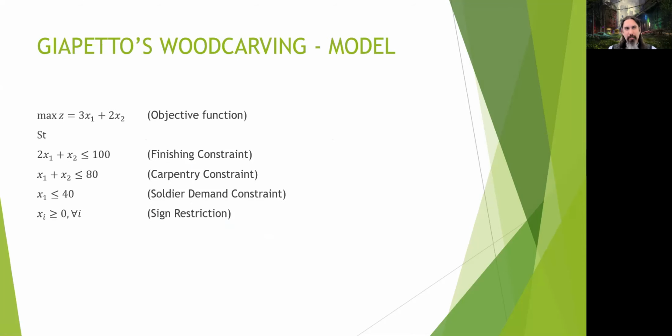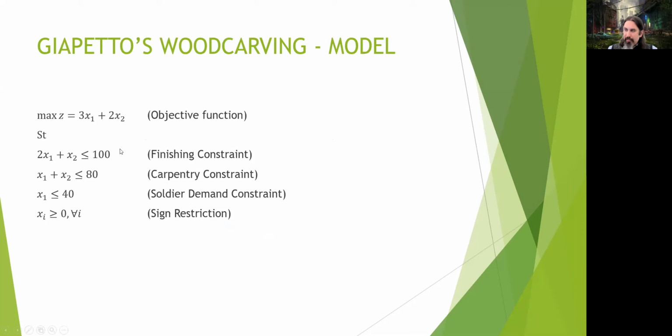Gepetto's wood carving model. Now, we remember this one from the first week. We have been talking about this one for some time now. This is your objective function. You are trying to sell soldiers and trains, if you remember that one. And these are your x1 are your soldiers, x2 are your trains, number of soldiers and trains you are producing and trying to sell. And these are your constraints: finishing, carpentry, soldier demand, and the sign restriction, of course.